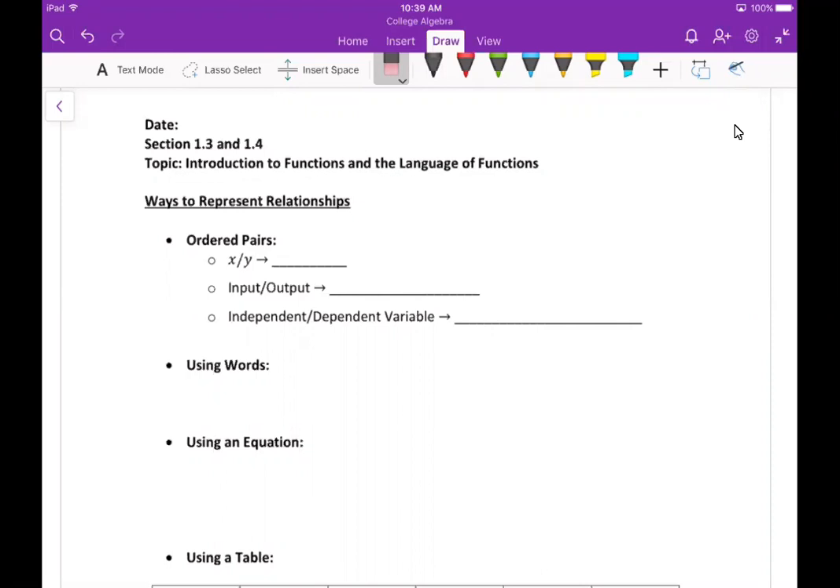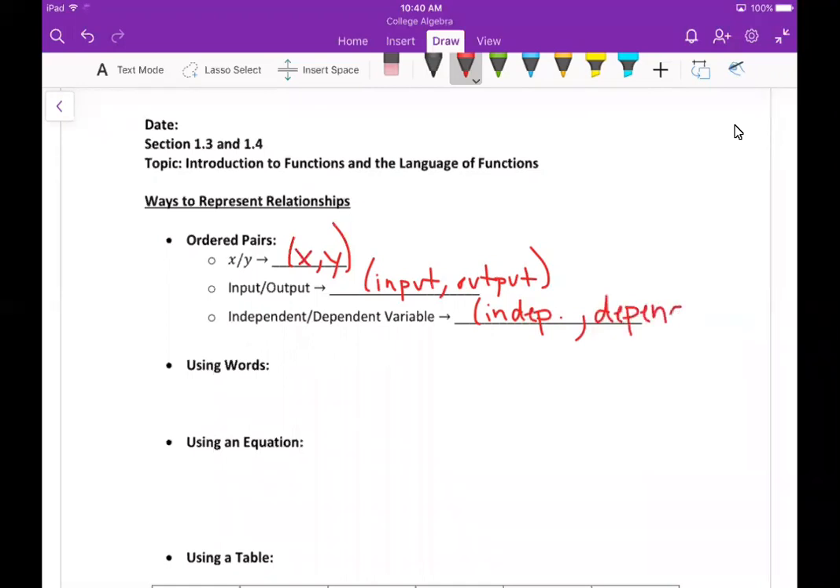We can describe those relationships, as we did in section 1.2, with ordered pairs by looking at scatter plots. We can describe relationships between two variables using ordered pairs and thinking about x and y in a couple of different ways. So x can be thought of as our input variable and y can be thought of as our output variable. We don't always have to think about those in terms of x and y. We can think about x as input and y as output. Or if you've heard of independent and dependent variables, x is always your independent variable and y is always your dependent variable. So those things go hand in hand.